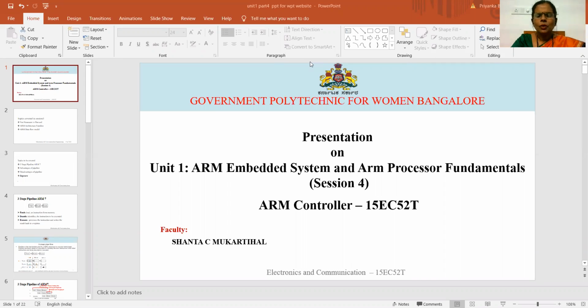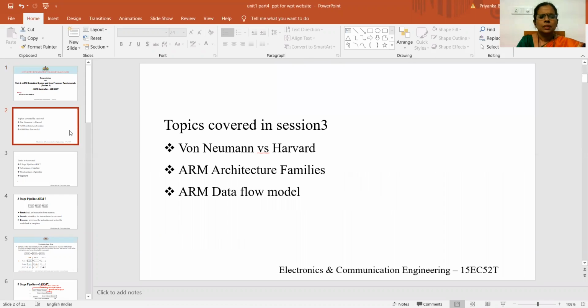I welcome you all for today's session on Unit 1, ARM Embedded System and ARM Processor Fundamentals. The topics which I covered in session 3, the previous session, are von Neumann architecture and Harvard architecture, ARM architecture families, and the ARM data flow model.